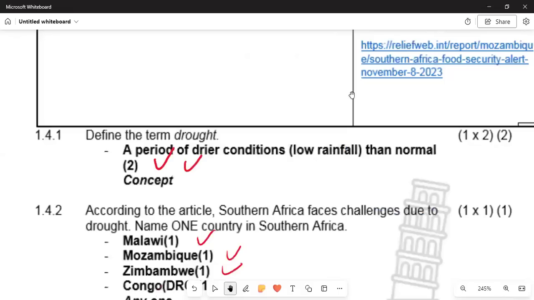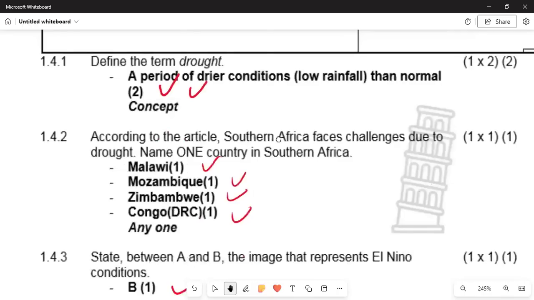And then in 1.4.1, we are given a question: define the term drought. So we are saying that it is a period of drier conditions which result in lower rainfall than normal. You get your 2 marks. 1.4.2. According to the article, Southern Africa faces challenges due to drought. Name one country, for example Zimbabwe or the DRC, and you get your mark.